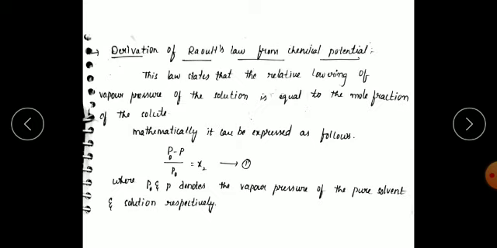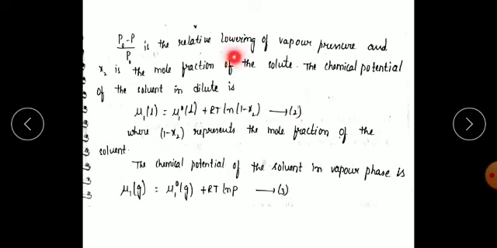Raoult's law states that the relative lowering of vapor pressure of the solution is equal to the mole fraction of the solute. Raoult's law is expressed mathematically as (P0 minus P) by P0 equals X2. Here P0 represents the vapor pressure of the pure solvent and P represents the vapor pressure of the solution. Here (P0 minus P) by P0 represents the relative lowering of vapor pressure and X2 represents the mole fraction of the solute.